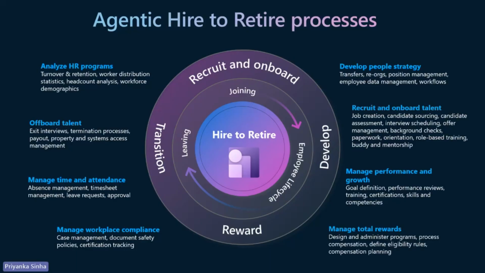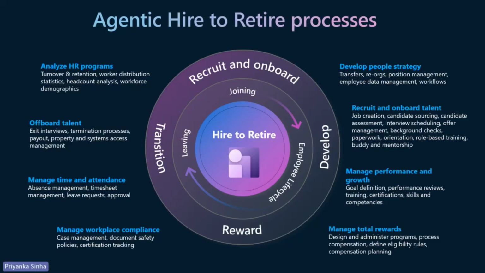Next, we move to the develop stage. This involves defining goals, conducting performance reviews, providing training for skills and certification, and planning career paths. So in this, agents can help personalize the development plan for each employee, track their progress, and identify areas of improvement. By leveraging AI, we can ensure that our employees are continuously growing and developing their skills.